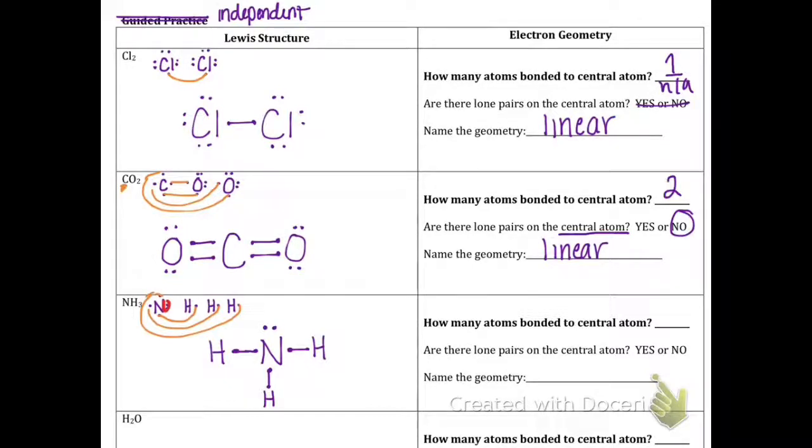So question, how many atoms are bonded to the central atom? 3. Does our central atom, nitrogen, have lone pairs? It has one right here. So the answer is yes. If it's 3 and yes, then it must be trigonal. Well, 3 tells us it's trigonal, but the yes tells us that we create a pyramidal shape. Perfect. So on to the next one.